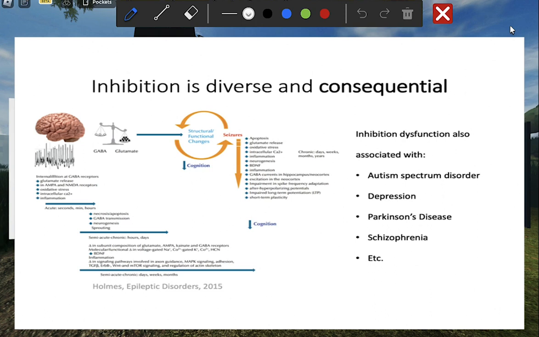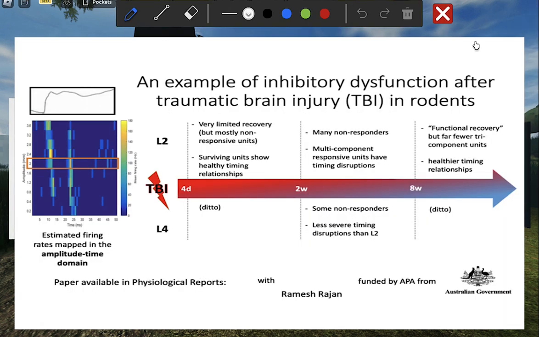This is a paper that's available in a journal called Physiological Reports, and it's about traumatic brain injury. This was done at Monash University in Melbourne, and what we did is we took rodents. This is on the fourth slide, on the right side.